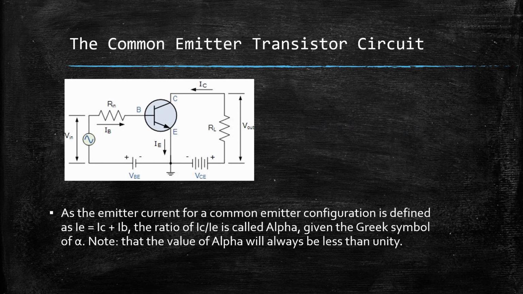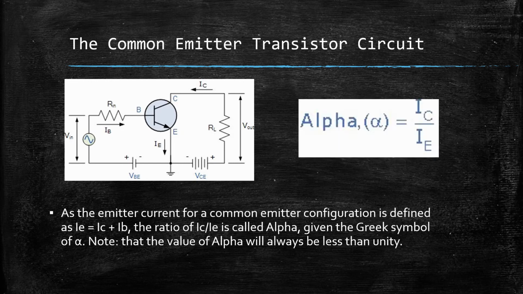A transistor's current gain is given the Greek symbol of beta. As the emitter current for a common emitter configuration is defined as IE equals IC plus IB, the ratio of IC over IE is called alpha, given the Greek symbol of alpha. Note that the value of alpha will always be less than unity.